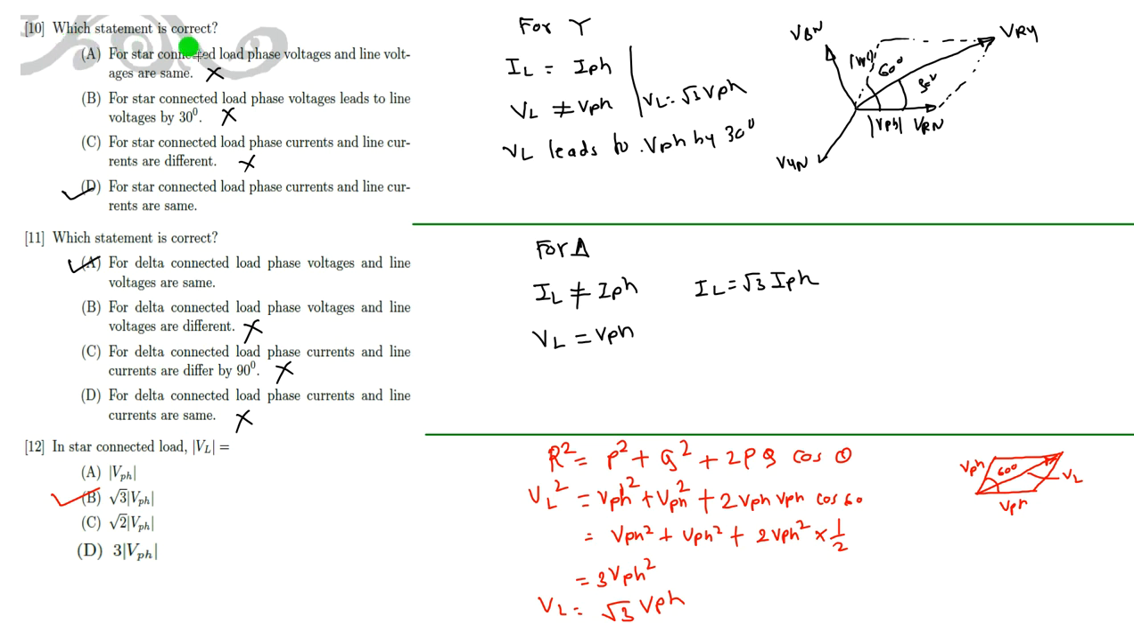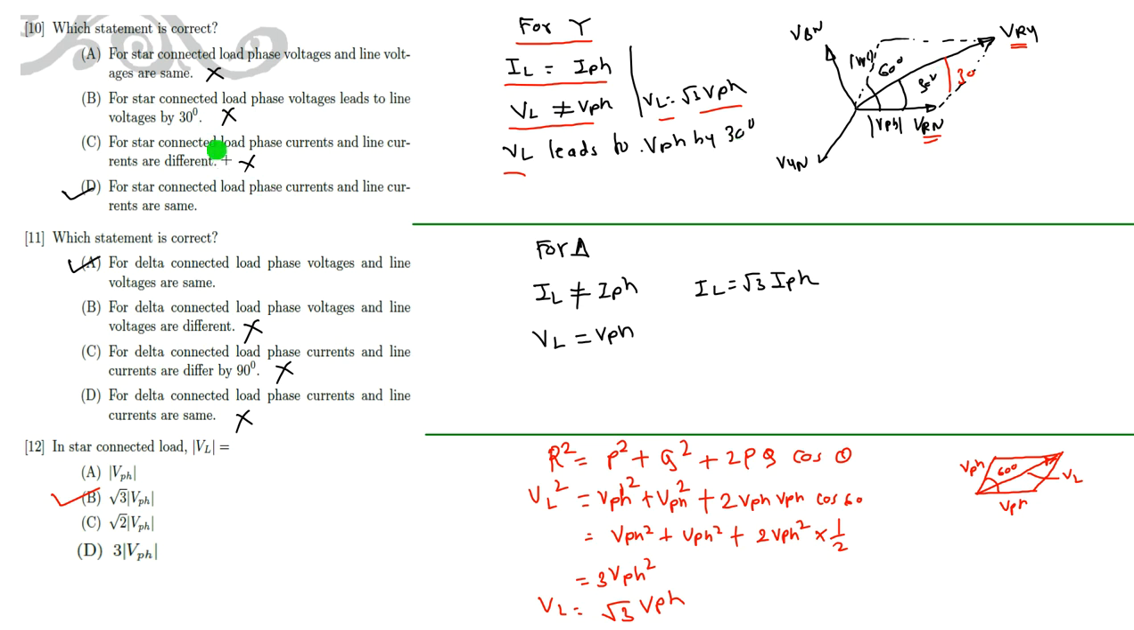Which statement is correct? This is related to the star load. So, for star load, we know that IL is equal to IPH. I have discussed this in the part 1 video, so watch that part 1 video also. VL is not equal to VPH. That is, VL is root 3 times VPH. And the line voltages lead the phase voltages by 30 degrees.